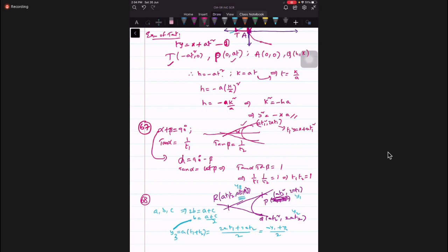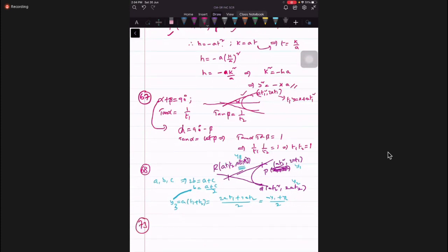Question 73: the number of points on the curve from which two perpendicular tangents can be drawn to the parabola. Two perpendicular tangents means where they are going to intersect: on the directrix. Got it? Students? Two perpendicular tangents, if you can draw from a point, intersect on the directrix.